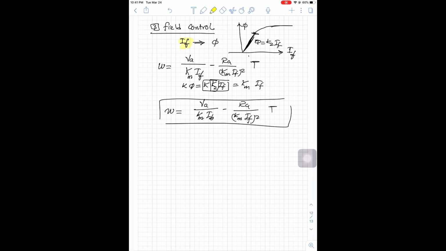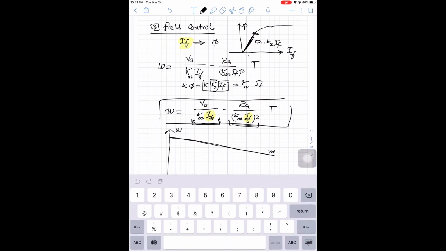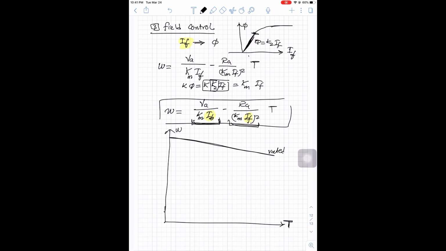And we will change here IF, this is our variable. Changing IF, as you can see, will change the starting point of the line, and it will change the slope. So if we sketch our torque speed characteristic here, here is the speed torque characteristic, and here we have our rated condition. This is the rated line. This point is VA over K motor IF. The slope of this line is minus RA divided by K motor IF.